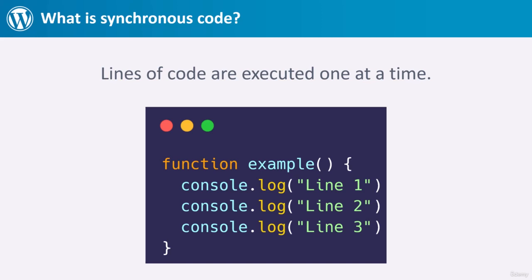Take a look at this example. The body of the function is entirely synchronous. The first line of code will run, followed by the second, and lastly, the third. It's very easy to understand the flow of our program's logic.